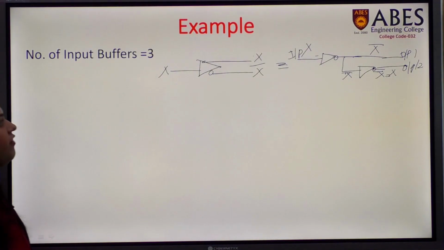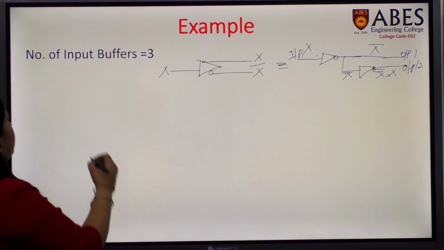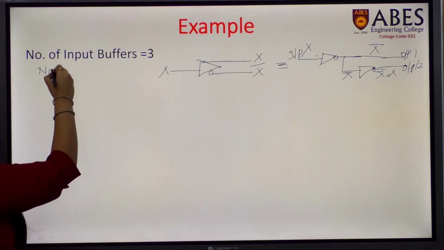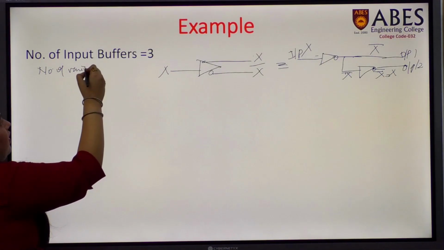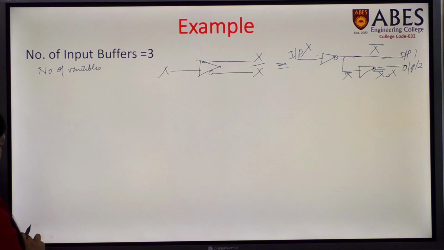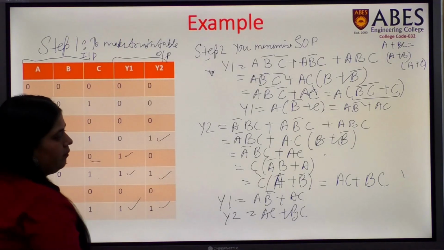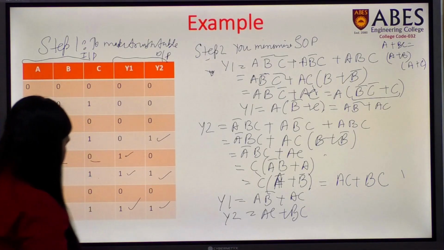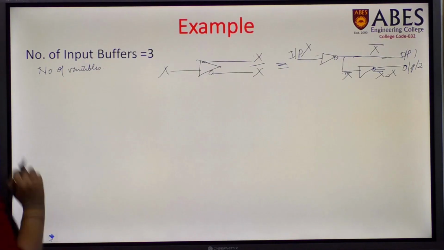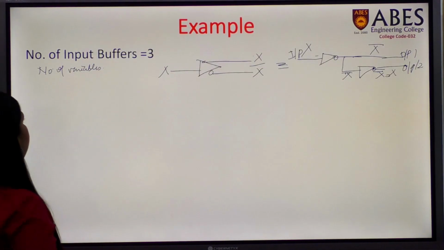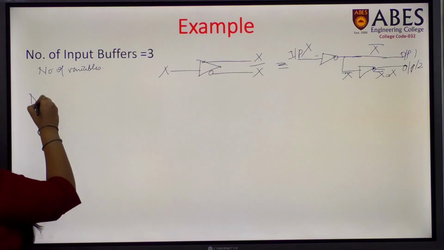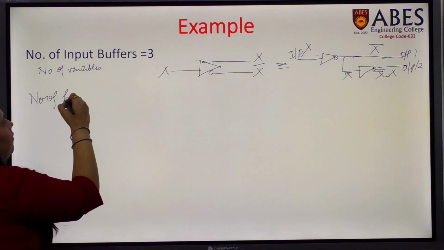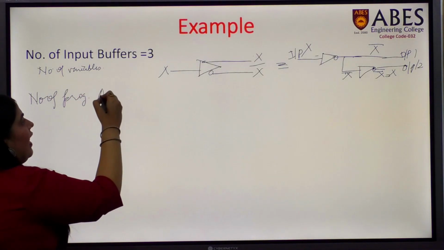So how many input buffers do we require for the PLA implementation? It depends on the number of variables. In our equation, we have three variables, A, B, C. So the number of input buffers equals 3. Now next, the number of programmable AND gates.